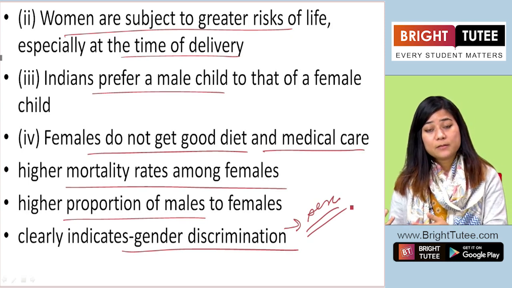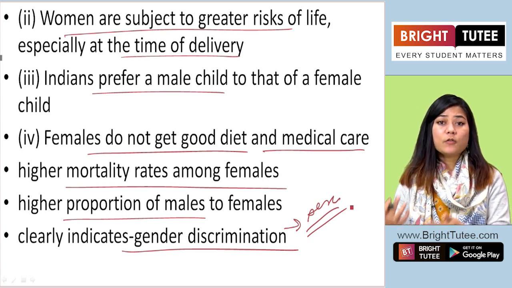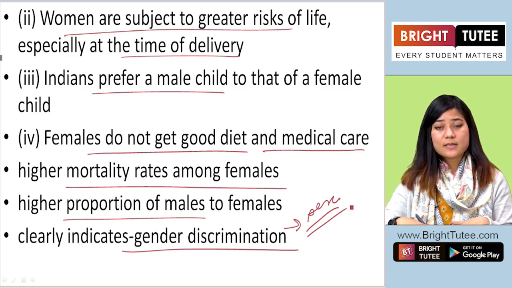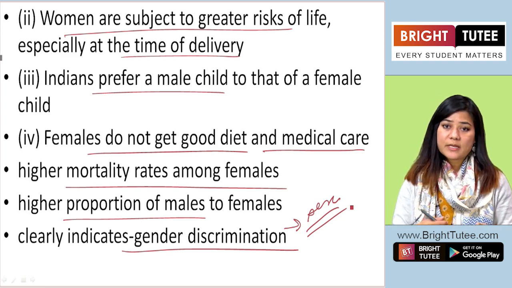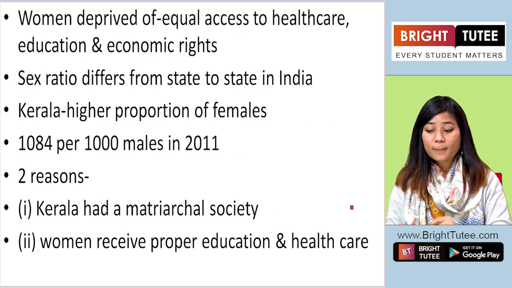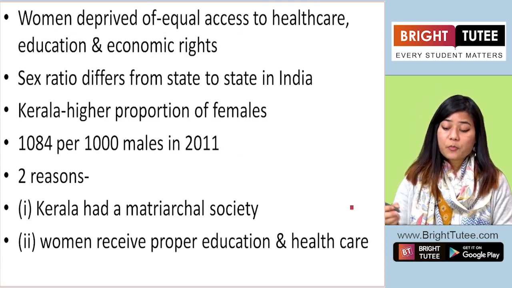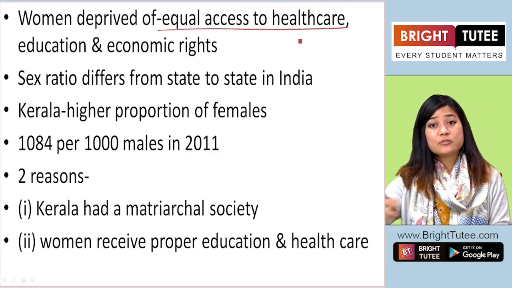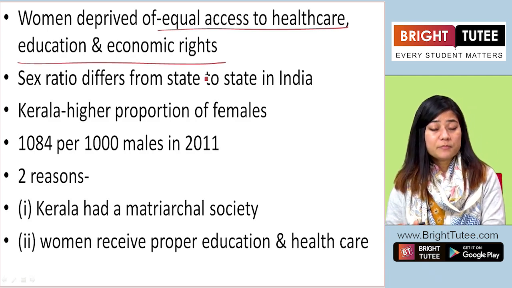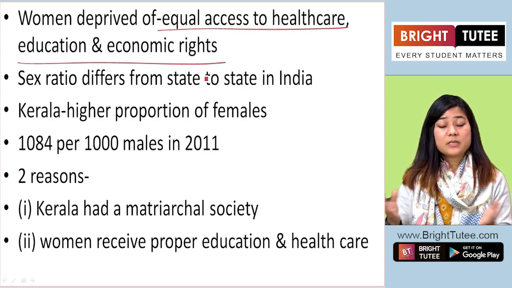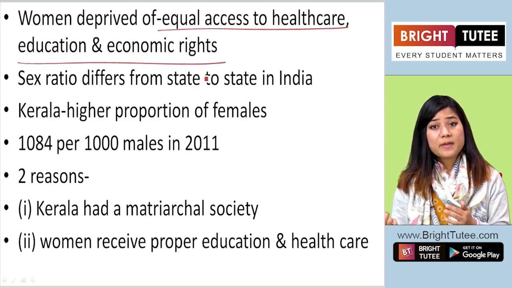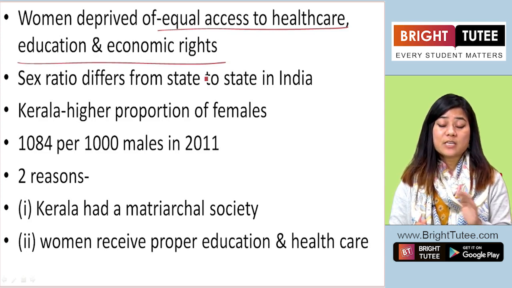Discrimination of the females by the males, because the females are very less in number. Females are not dominant. It's the males who are dominant and the majority in number. Now, in addition to that, women are deprived of equal access to health care, education, and economic rights in comparison to males. So the males have easy access to healthcare, education, and other facilities, but women do not have equal access.